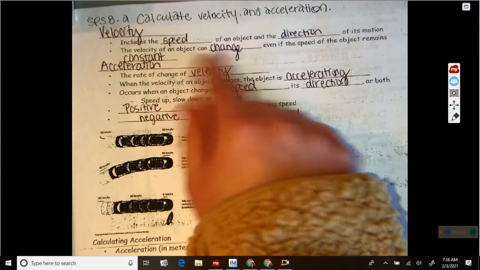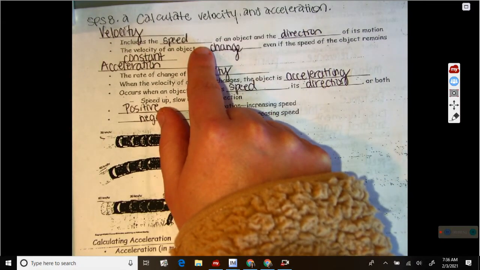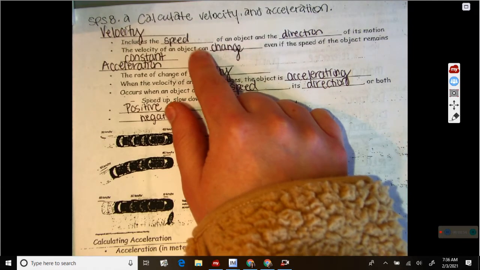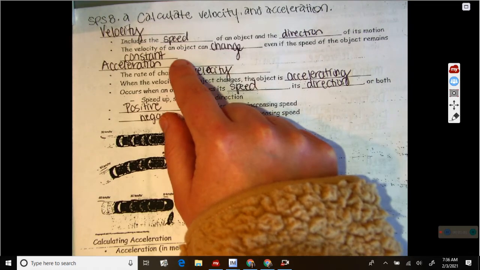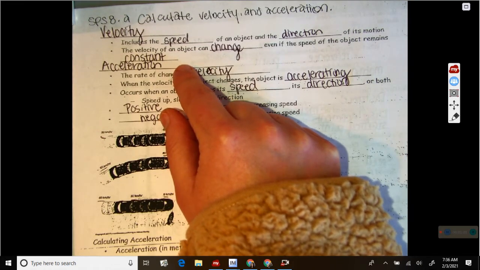So velocity of an object can change even if the speed remains constant. Because if you're going 55 miles per hour north, you're going a different velocity than 55 miles per hour south. So even if the speed is constant, the velocity can change because our direction changes.